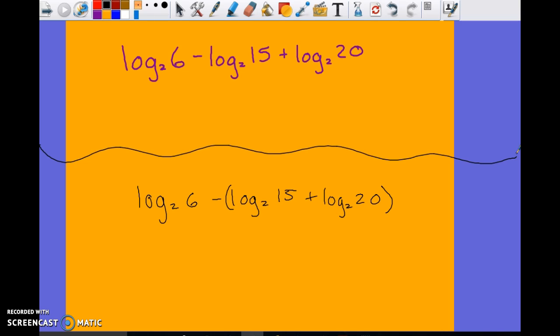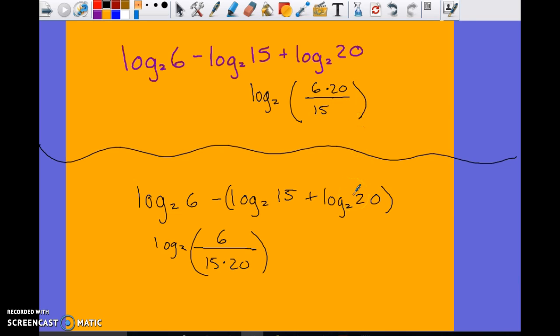If I have parentheses, I need to keep that together. So this is saying 6 divided by 15 times 20, log base 2. Now if I don't have parentheses, well, it's the wild, wild west, and you just kind of do whatever. Just go right in order. So I've got log base 2. I'm going to do 6 divided by 15 and then times 20. You can put that over here or up here. Do you see the difference? Do you? Okay, I hope you do.